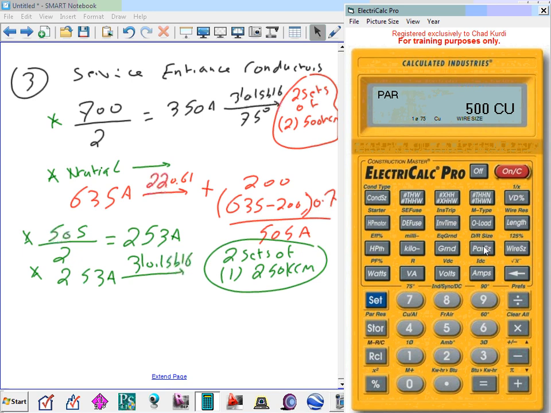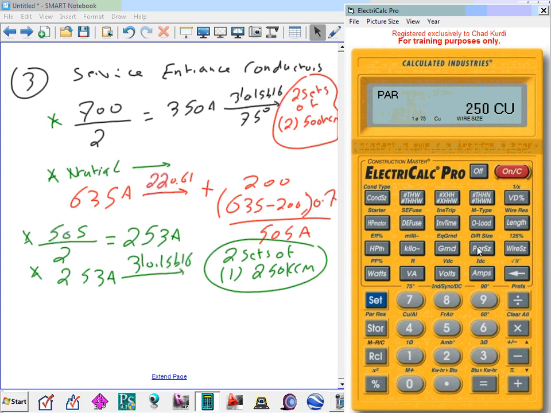Now for the neutral, a neutral is different though. Any question about the phase? Let me clear, clear, clear, clear. Now a neutral is 505. Remember, 505. I don't know if we're going to get the same answer here. Amp 505, how many sets do I want? I want two sets, and I need to parallel size, 250. Exactly the same, 250. You put the amp that you're going to size, you hit how many sets, and you hit parallel. Cool? Everybody's okay with that?